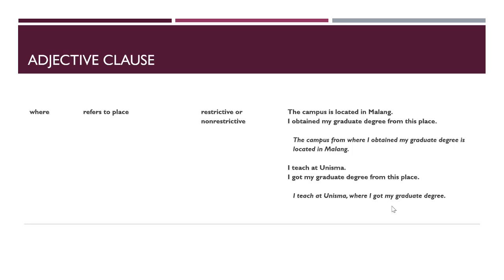The next example: I teach at Unisma. I got my graduate degree from this place. Those two sentences can be combined into only one sentence by using "where." I teach at Unisma, where I got my graduate degree. "Where I got my graduate degree" is an adjective clause describing Unisma, and it is not necessary to know because Unisma is already clear. Everyone knows. So it is considered as non-restrictive, and a comma is needed.